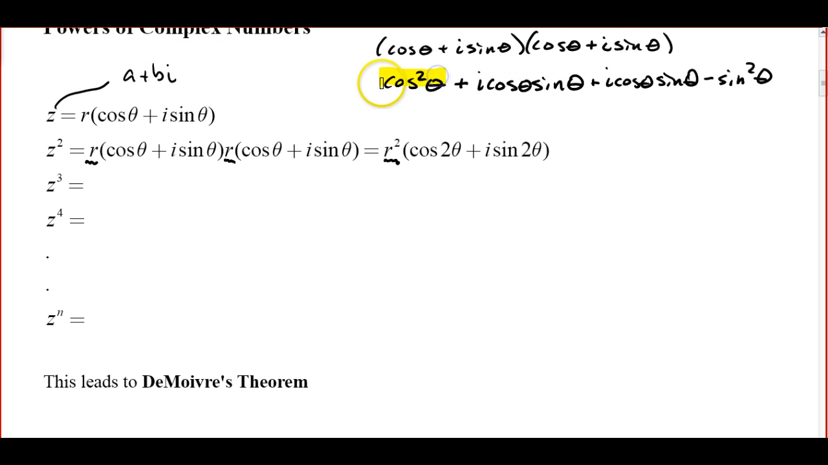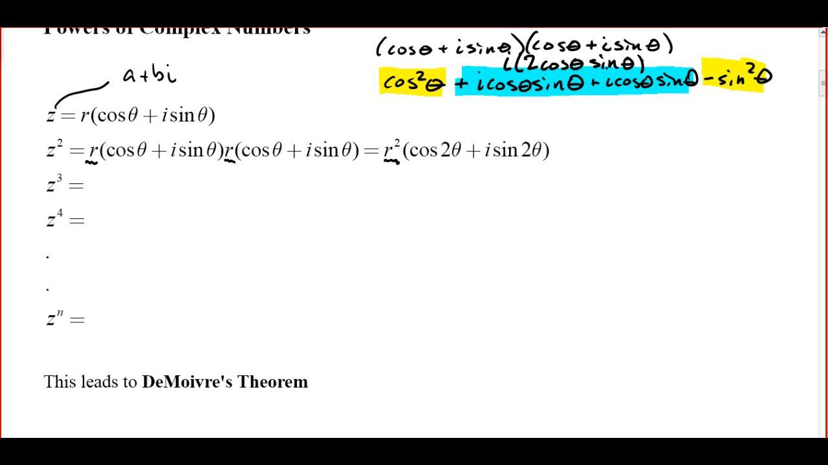So I'm going to highlight two different things here. I've got a cosine squared theta minus a sine squared theta, and over here I've got these two things, which is going to simplify to, in the middle here, let me rewrite that, sorry. So I've got i times 2 cosine theta sine theta.